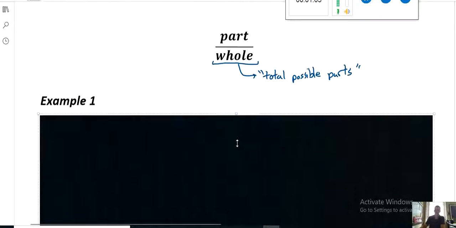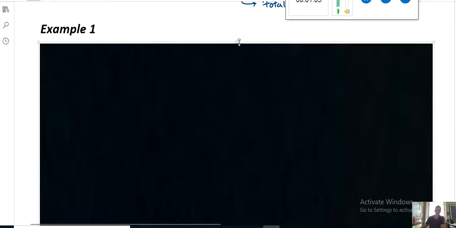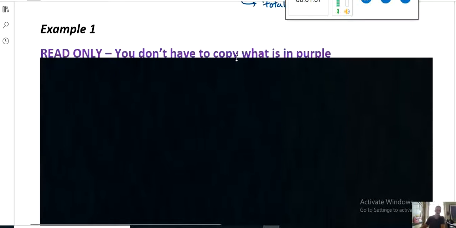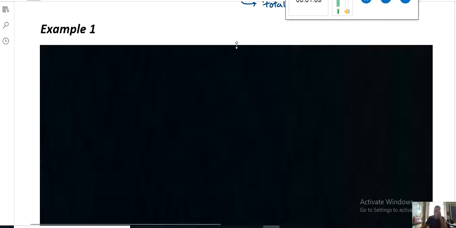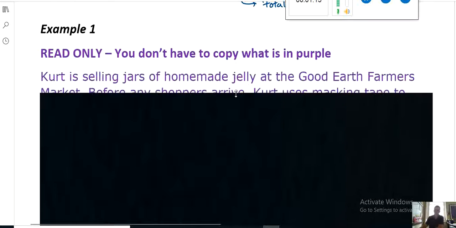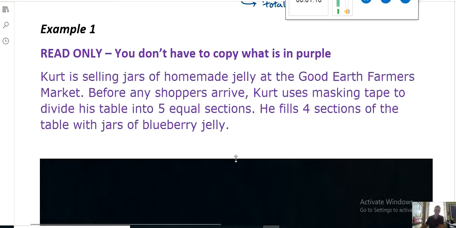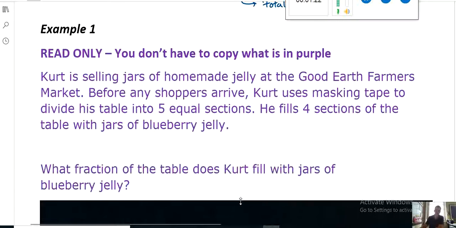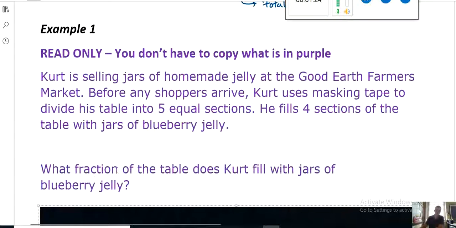All right, so it's going to be a short video. We have two examples today. In each of them we are going to have a scenario given to us. Now, I decided you don't have to write down whatever I have printed in purple here. You just have to read it, and you have to make sure you read it, because we need to be able to figure out a fraction that represents, in this case, the jars of blueberry jelly.